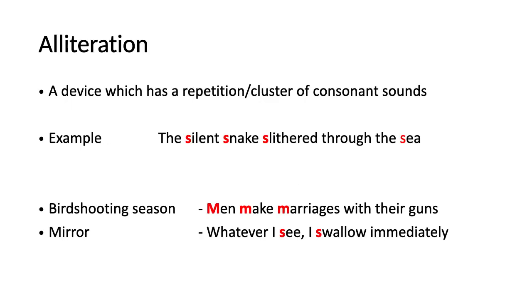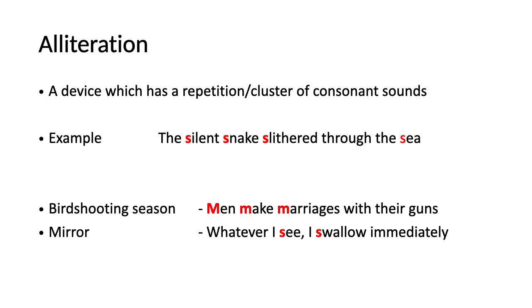So probably one of the simplest devices you will actually learn about is alliteration. Alliteration is a repetition of consonant sounds. So whenever you see consonant sounds being repeated one after the other or one after a small pause, that will be an example of alliteration. I have an example here for you. It says a silent snake slithered through the sea. So silent, snake, slithered, through, sea. The repetition of that S sound will be an example of alliteration.